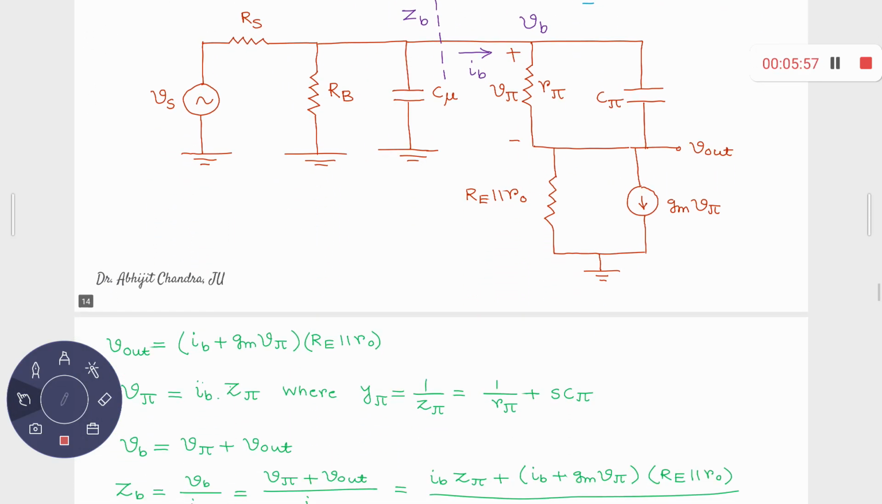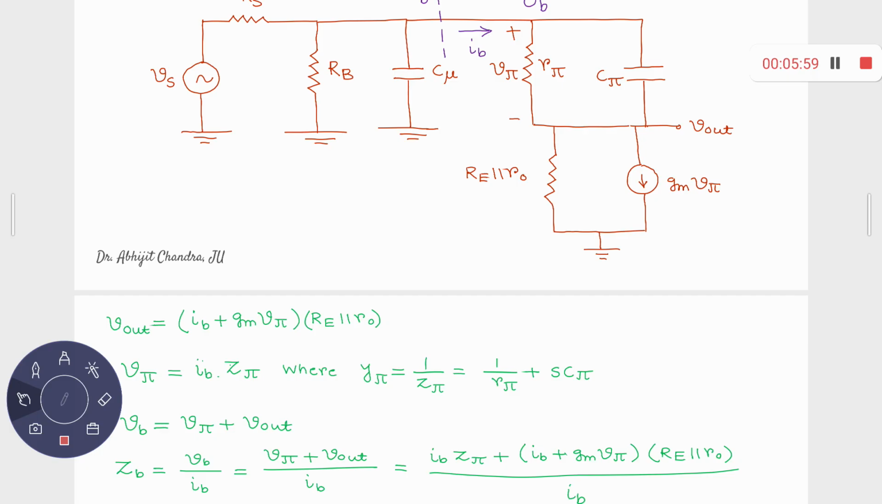So now you just check these calculations, whether these are perfect or not. So what is your V out? As it was mentioned, this direction is opposite, so from here to here. What is the current that is flowing through this RE parallel R naught? This current is IB. IB is flowing through this combination, R pi C pi combination, right?